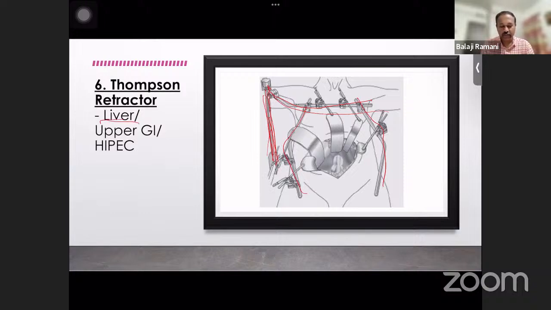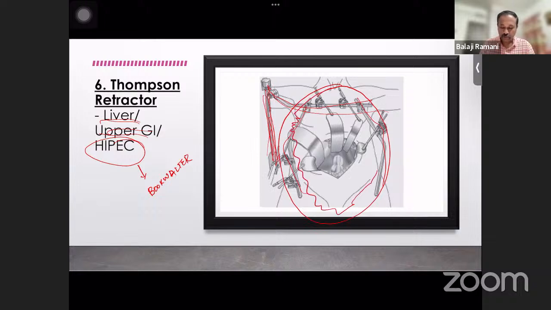This is used in liver surgeries. This is used in upper GI surgeries, and classically used in HIPEC. Of course, in HIPEC, you can also use something called the Bookwalter retractor. That will be something similar. Only thing is, the same kind of clamp will have a ring with serrations. That is how it will look. That kind of ring is known as the Bookwalter retractor. This one, what we have here, is the Thompson retractor.